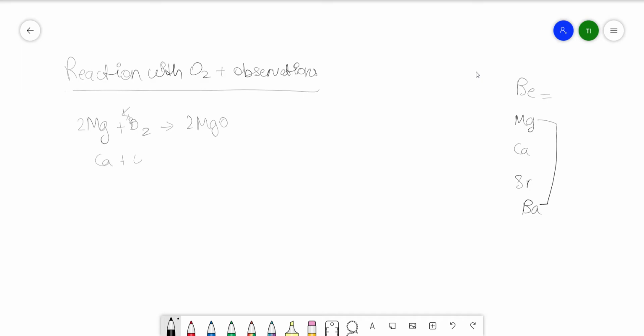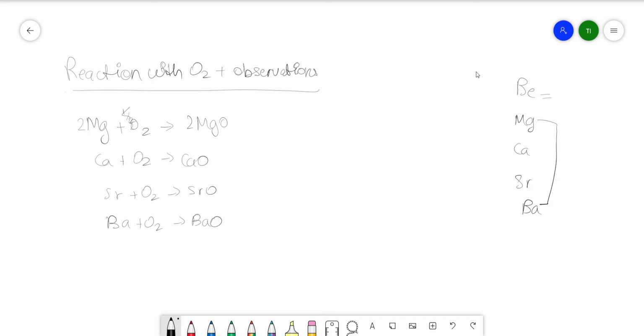So calcium plus oxygen would give you calcium oxide. Strontium plus oxygen would give you strontium oxide. And barium plus oxygen would give you barium oxide. The reason why there's only one O is because this has a +2 oxidation state and this has a -2 oxidation state. So one of each is required to form an ionic compound or an ionic salt. Now this is well and easy. I'm sure that if you were to get this equation, you'd be able to guess it.